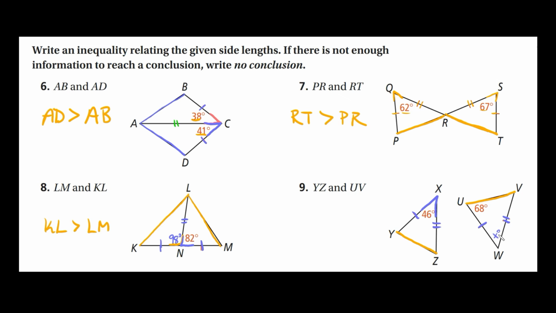Okay, so if it would have given us this angle right here, the angle that's between the two congruent sides, then we can compare it to this triangle over here. So we can't compare these two angles, right? So for this one, we could just write no conclusion.